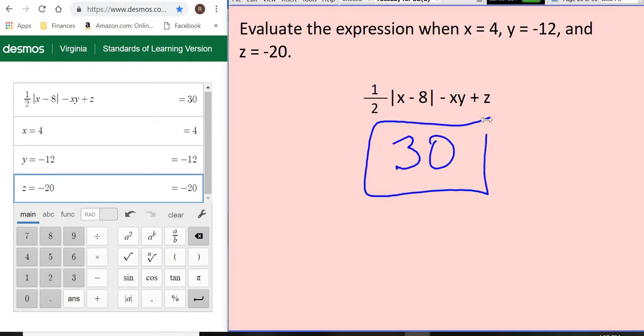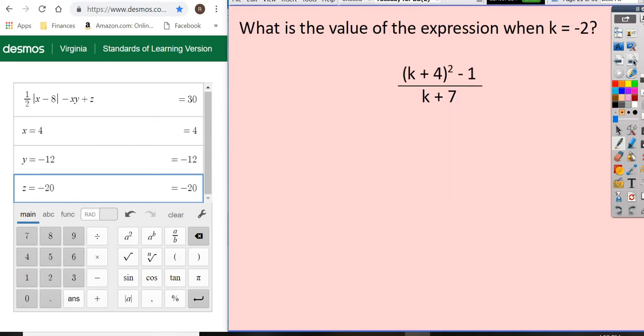Again, you just have to make sure you put it in carefully. Don't forget the absolute values. Those are absolute values, not parentheses. And put everything in carefully. Make sure you get all the negatives where they go, and you're going to get the right answer every time.